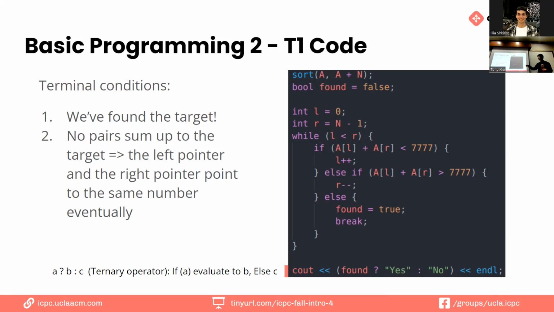Also, in case you're not familiar with this syntax, it's the ternary operator in C++. It basically checks whether or not found is true. If the variable in front of the question mark is true, then it evaluates to the first value in the second part of the expression. If the variable is false, then it evaluates to the second value in the second part of the expression. It's basically a shorthand for if else.